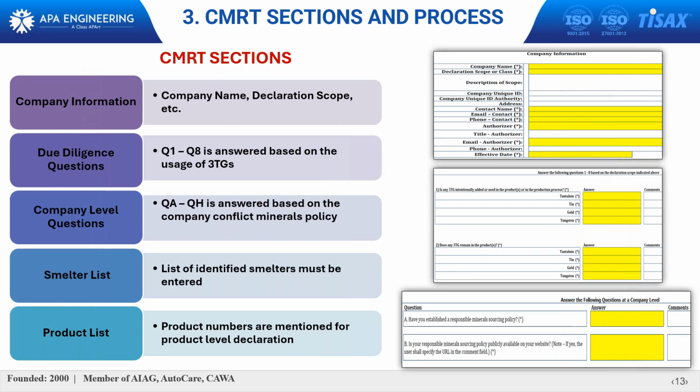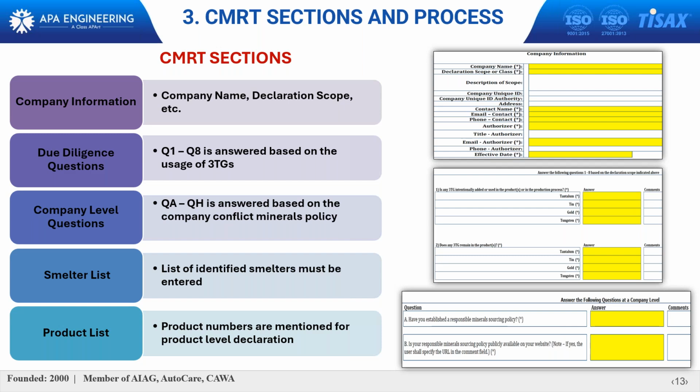CMRT has broadly 5 different sections. The first section contains the company information. Here we need to provide the company name and, most importantly, the scope of the declaration, whether it is a company level, product level or user defined level report. And then contact details and the effective date, which is the date this declaration is effective. The second section contains the due diligence questions. There are 1 to 8 questions, and these are interrelated questions. Meaning, when you answer one question as yes and another as no, then it should be correct logically. I will discuss this in the upcoming slides.